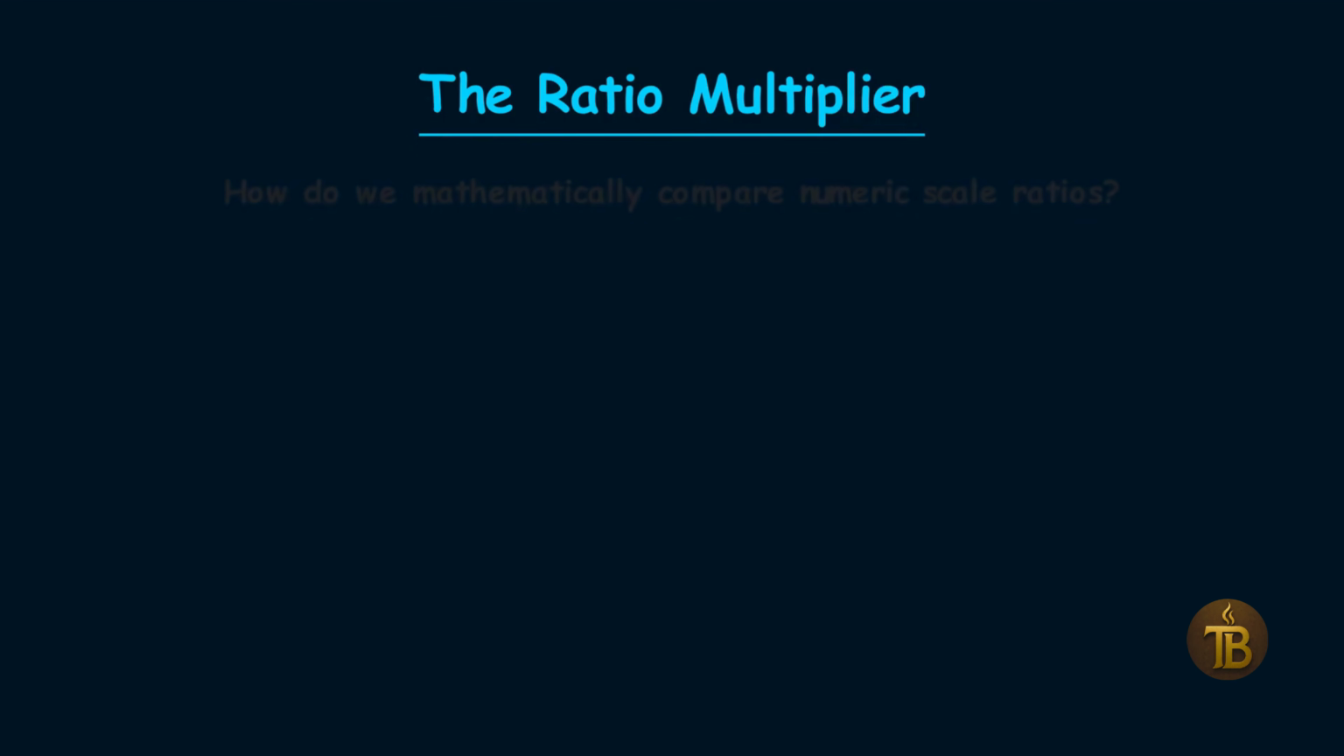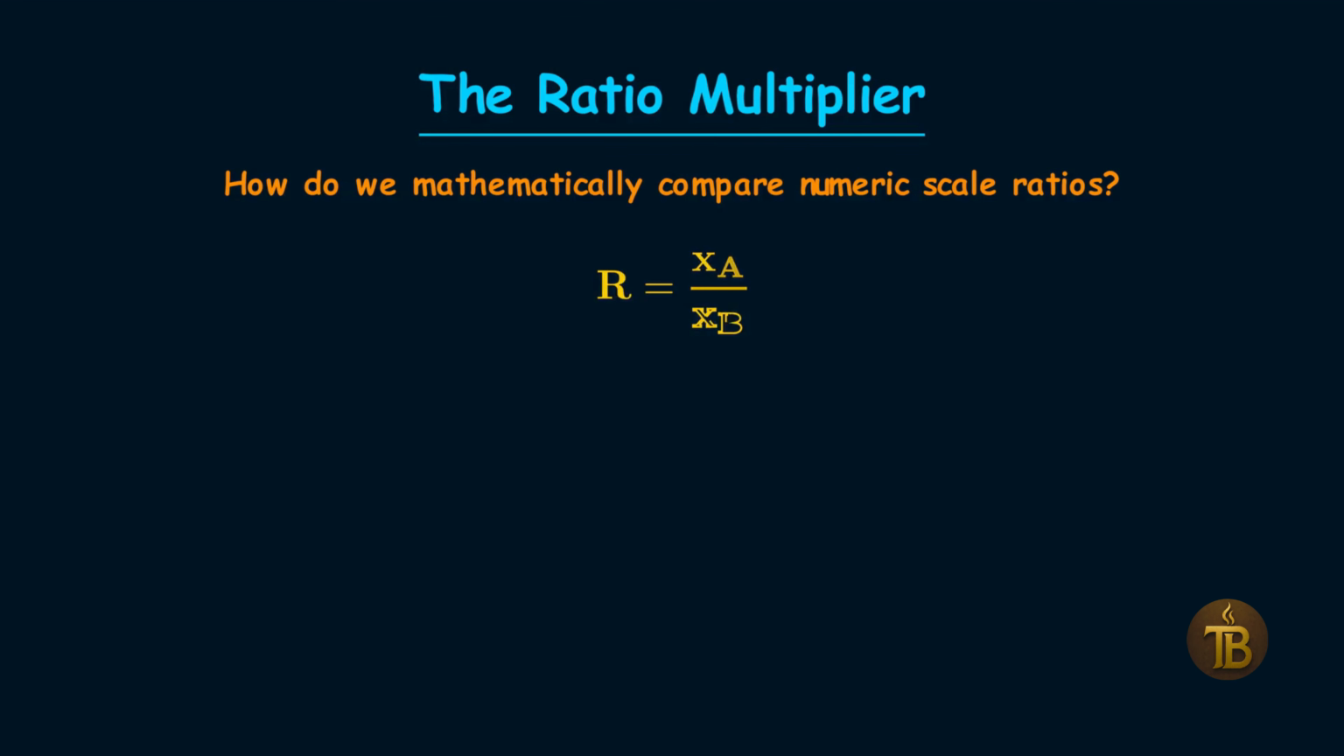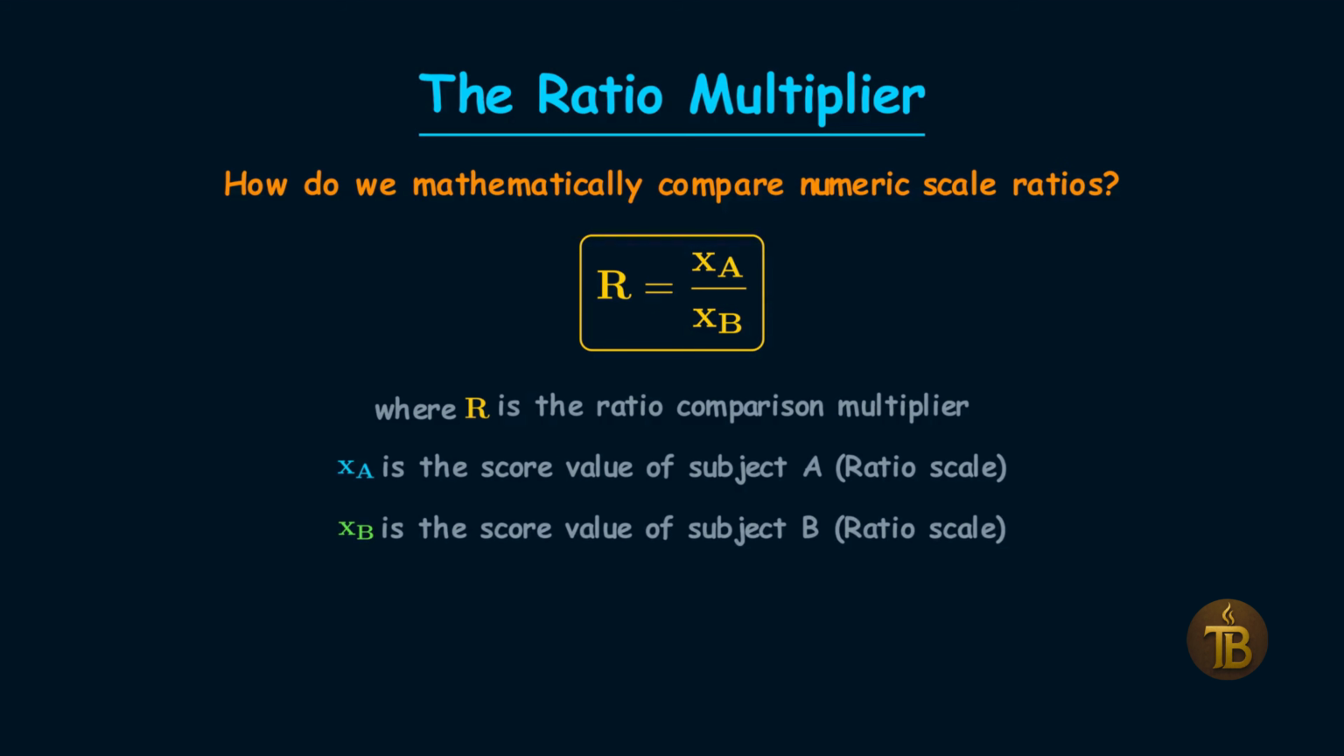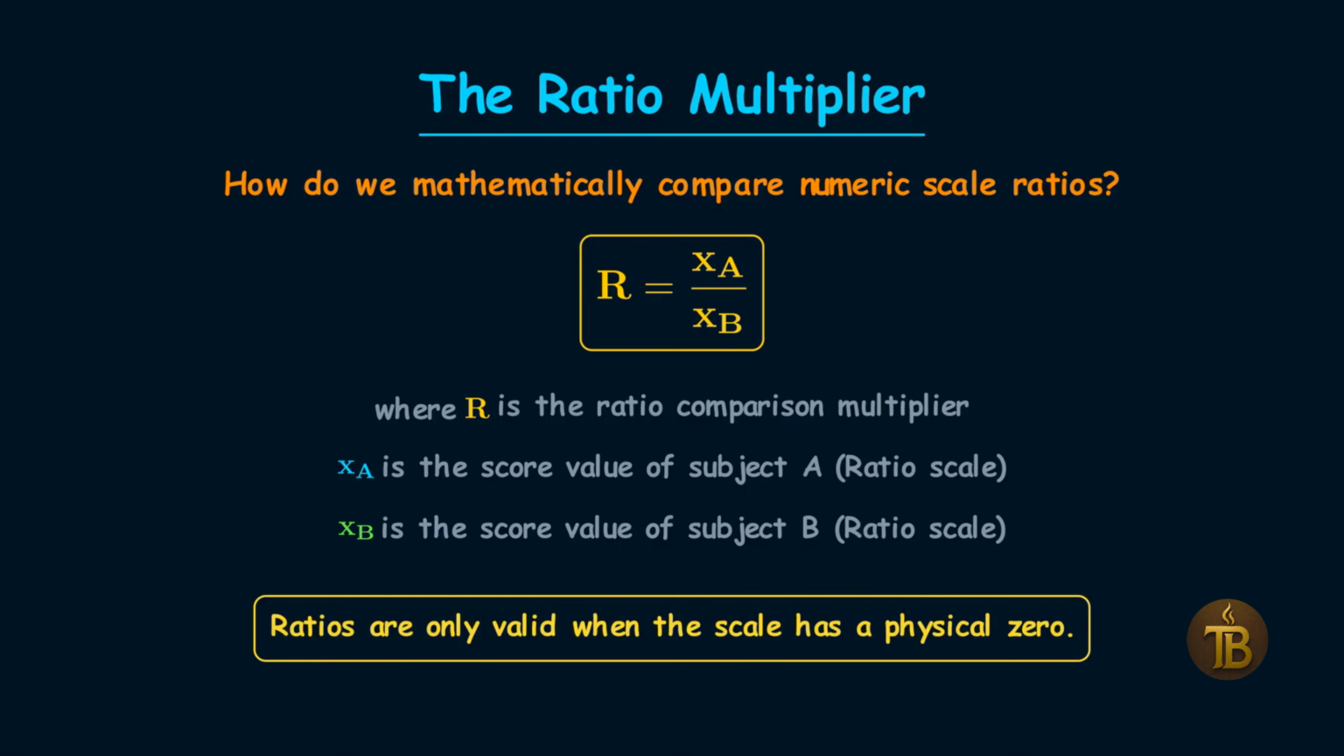Because ratio scales have an absolute zero, we can compare values using division. We calculate the multiplier, capital R, by dividing the score of subject A, denoted as X sub A, by the score of subject B, denoted as X sub B. This gives us a direct physical comparison.